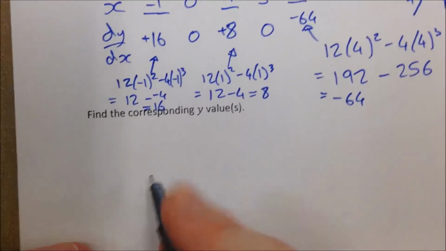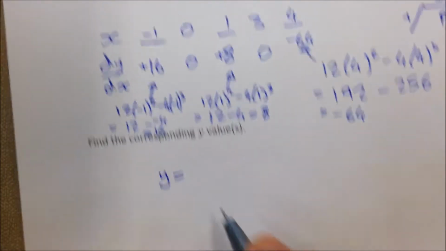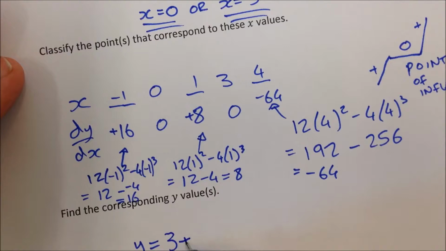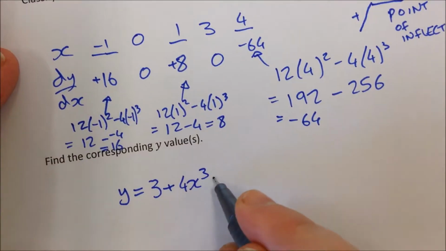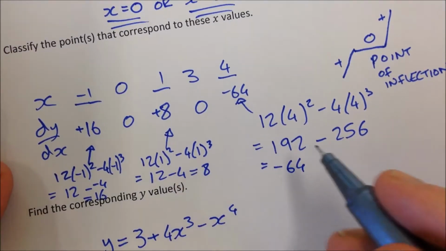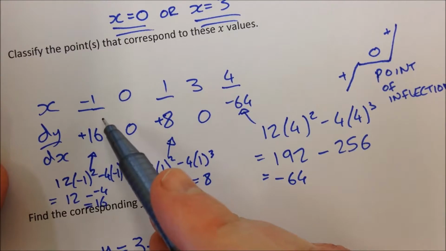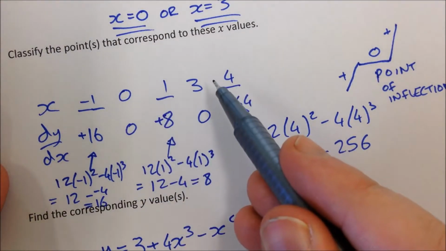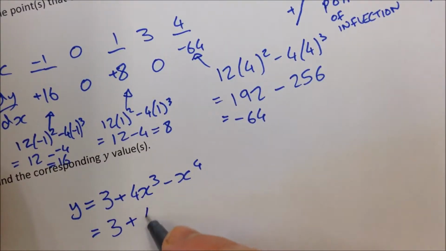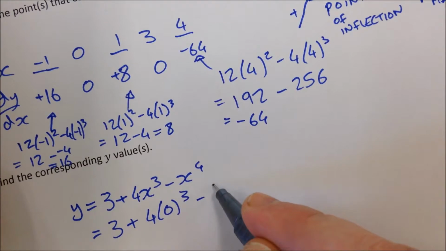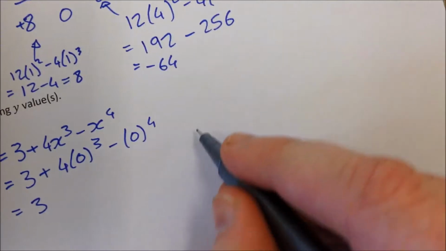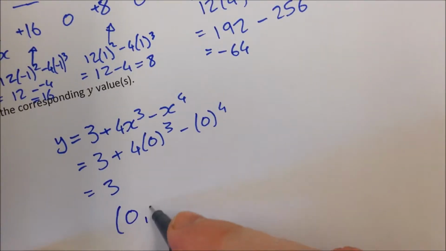Right, so find the corresponding y values. y equals, we need to go back to our original expression, 3 plus 4x cubed, take away x to the power 4. So we want our x values. Our two x values that gave us 0 were 0 and 3. 3 plus 4 lots of 0 cubed, take away 0 to the power 4 is 3. So that gives us the coordinate (0, 3).